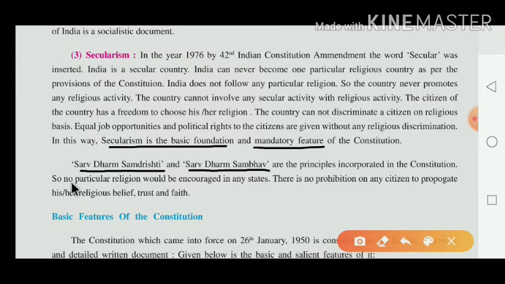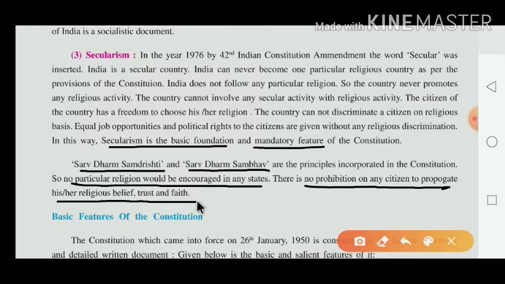So no particular religion would be encouraged in any state, and there is no prohibition on any citizen to propagate his or her religious belief, trust and faith. Propagate means prachar karna, phailana. As an Indian citizen, without any kind of discrimination, any citizen of India can follow any religion.